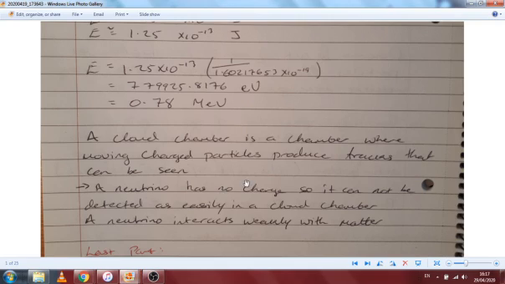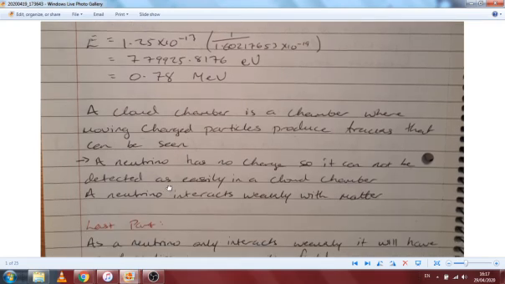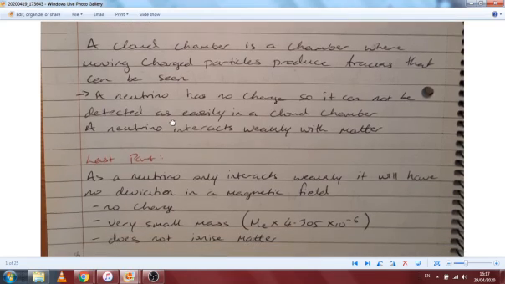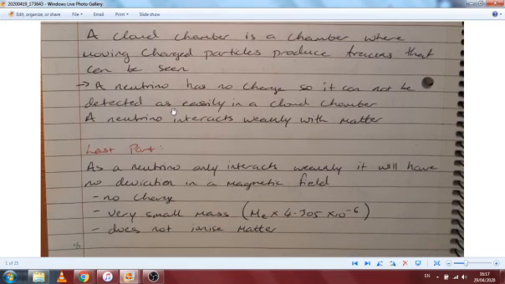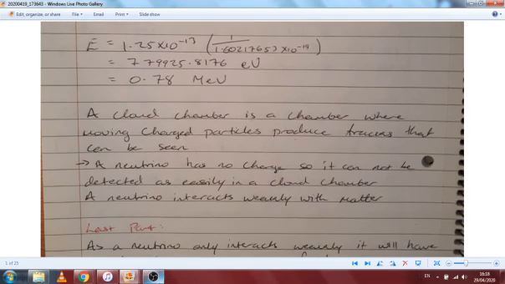The last thing I'm asked in the question is, describe the path of a neutrino in the same magnetic field. So that question was dealing with an electron in the magnetic field. A neutrino only interacts weakly. It will have no deviation in a magnetic field. It has no charge, so it will not interact with a magnetic field, and it only has a very small mass, and it interacts only weakly with matter. So the neutrino, long story short, will travel straight in that magnetic field. So that is the end of that question.